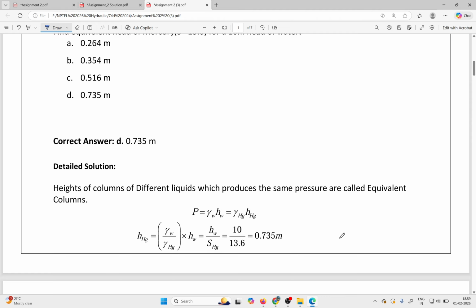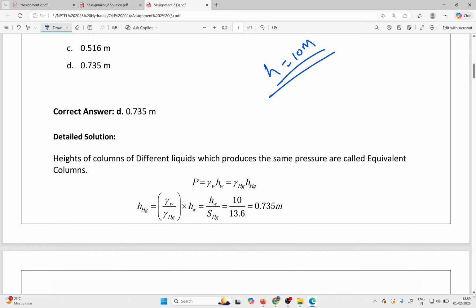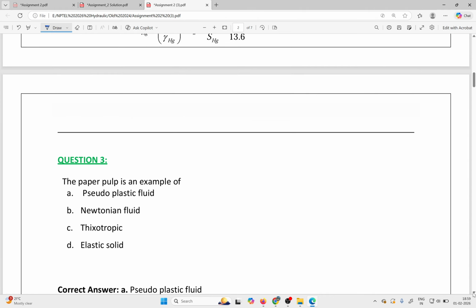So here you can see what we need to calculate: the head of mercury in terms of the 10-meter head of water. The H value here is given as 10, and the specific gravity of mercury is given. Next: paper pulp is an example of pseudoplastic, Newtonian fluid, thixotropic, or elastic fluid. We discussed this in assignment 1, the week 1 class, very well. So you can follow, please.